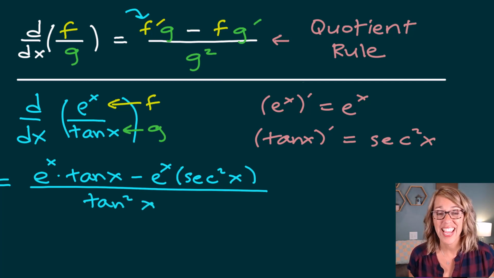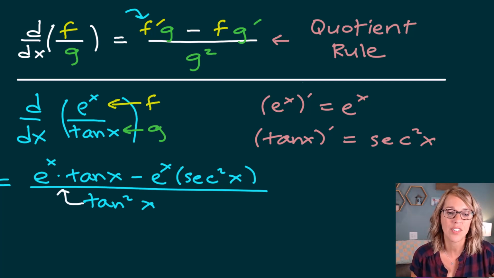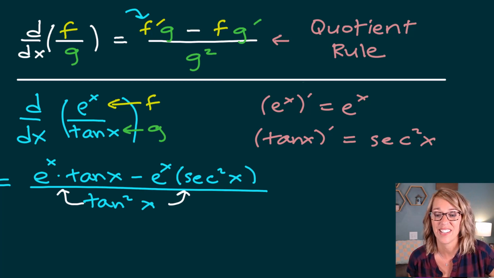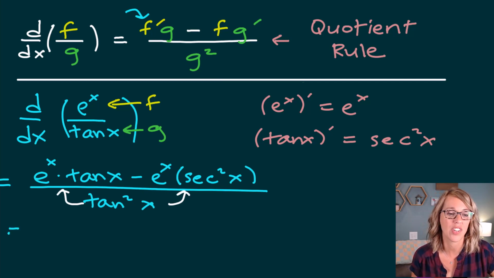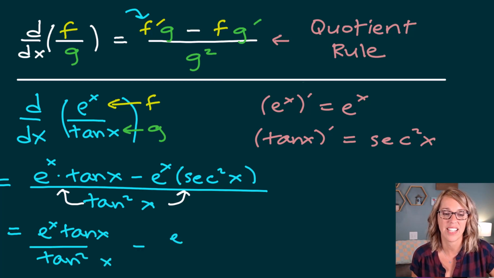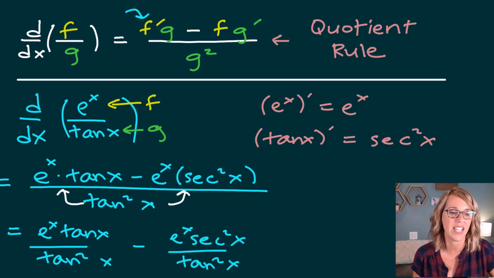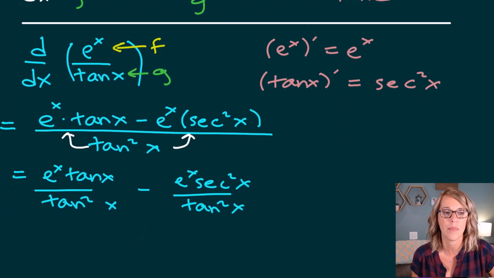Sometimes you'll have the correct answer, but it won't match the back of the book or whatever your program is giving you because there's still some simplifying to do. So what we need to do to simplify it is to divide each of the terms in the numerator by that tan squared. So I'm going to split this fraction up, and we're going to write it as e to the x tan x divided by that denominator, tan squared. And same with the second one, so minus e to the x secant squared x divided by that denominator, tan squared x. Now we need some more room, so let me move this up.